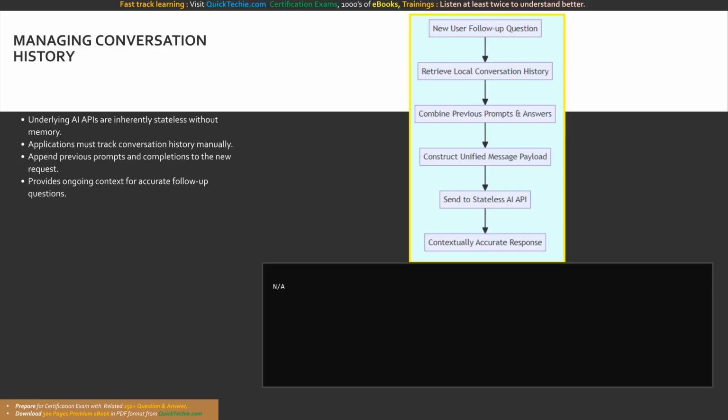In your codebase, managing history means maintaining a running array of message dictionaries. Every time the user asks a question, you append an object with the role user. Every time the API responds, you append an object with the role assistant.